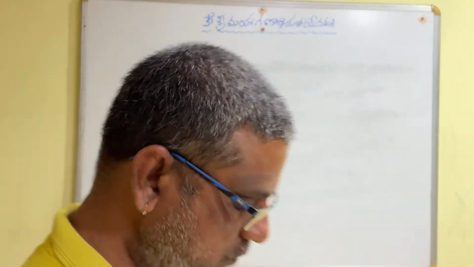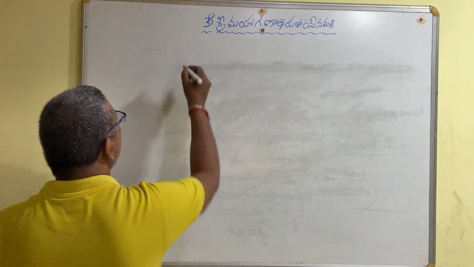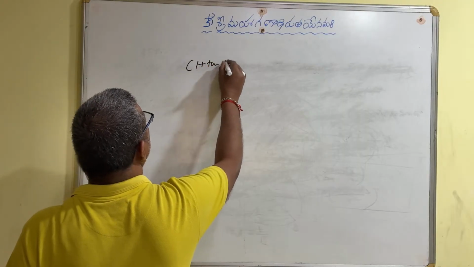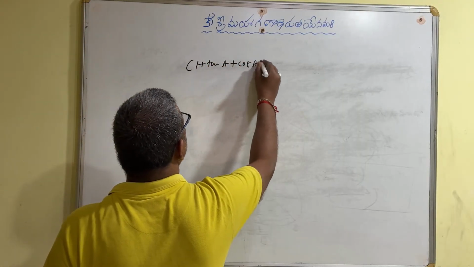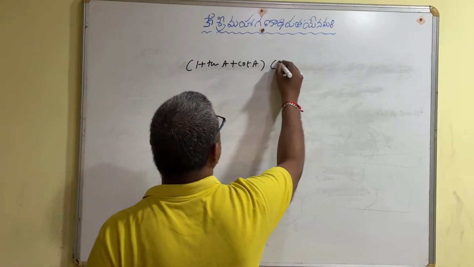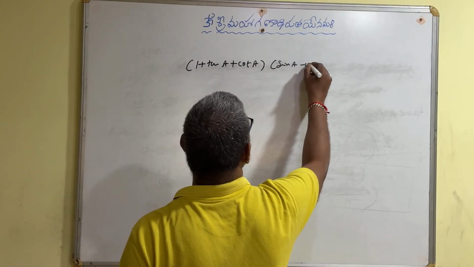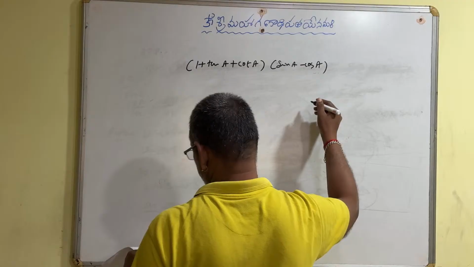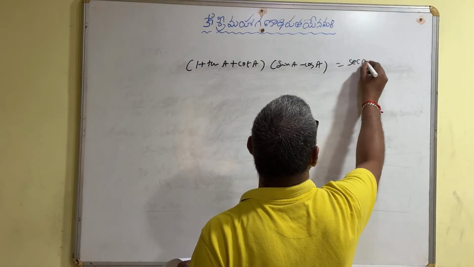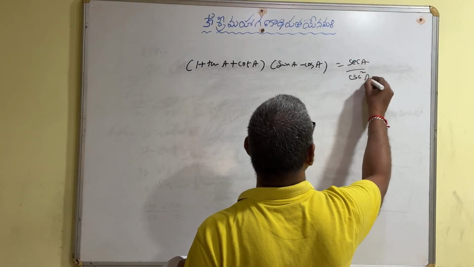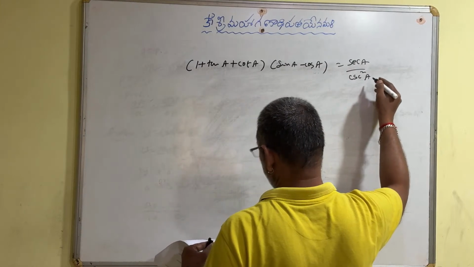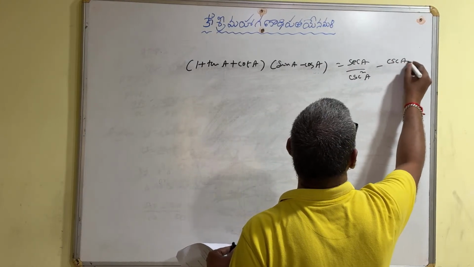Prove that (1 plus tan A plus cot A) into (sin A minus cos A) is equal to secant A by cosecant square A minus cosecant A by secant square A.